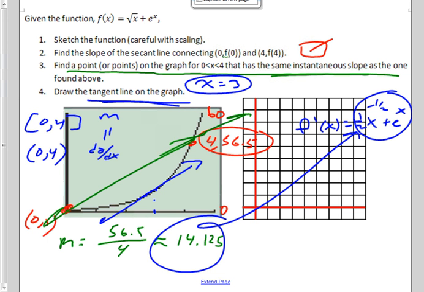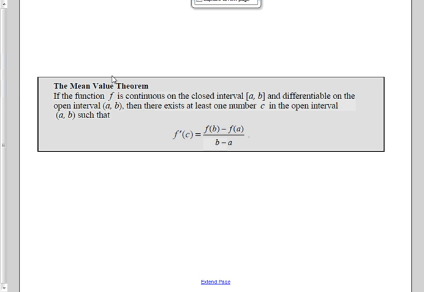This is moving towards the idea of the mean value theorem. The mean value theorem says that if a function is continuous on the closed interval a to b and differentiable, so you need to be able to take its derivative, on the open interval a to b, then there exists at least one number c in between a and b such that the derivative at c equals the average rate of change. And that's exactly what we've just been looking at.